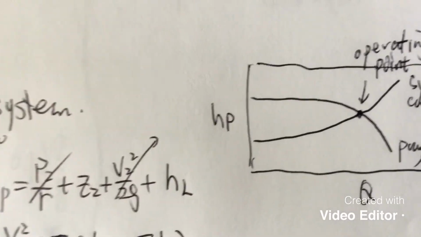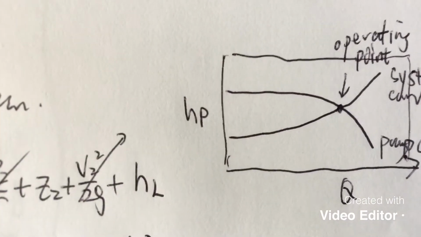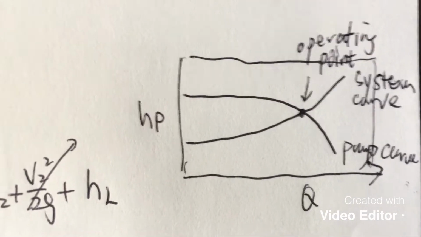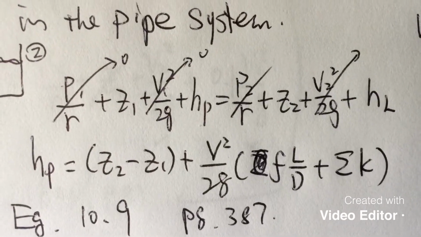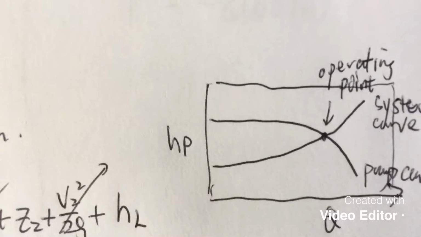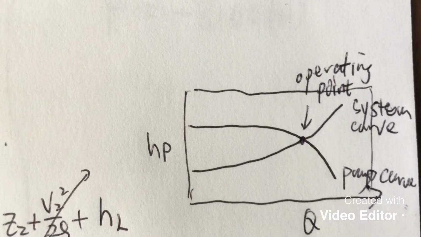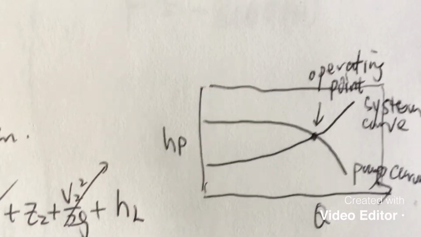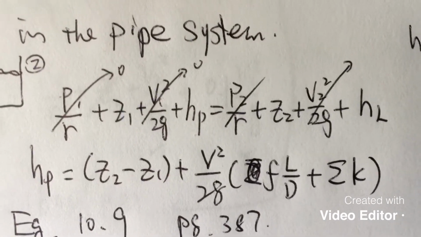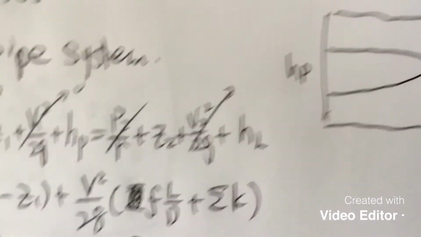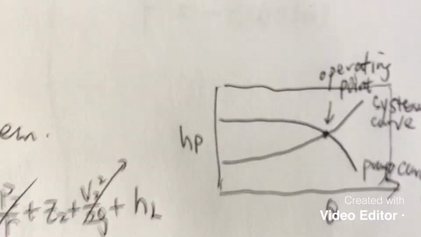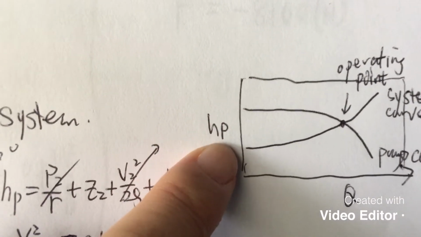See, that's going up with the flow rate, right? Velocity, flow rate is on the x-axis. Pump head is on the y-axis. So when the velocity increases, look at this equation. When velocity increases, your pump head needs to increase. That's why the curve is going upward. Okay, the initial value on the y-axis is z2 minus z1. When velocity equals 0, your pump head is z2 minus z1. So that's the initial value on the y-axis here.